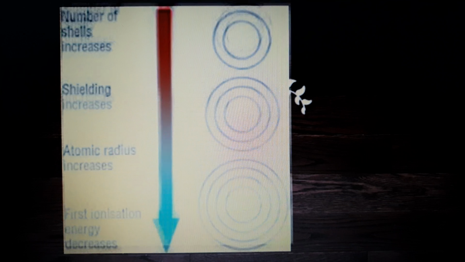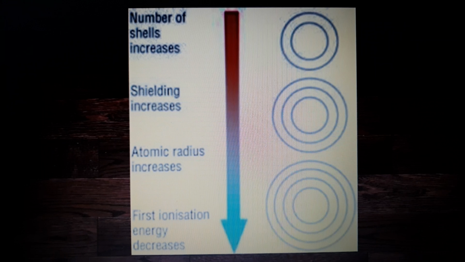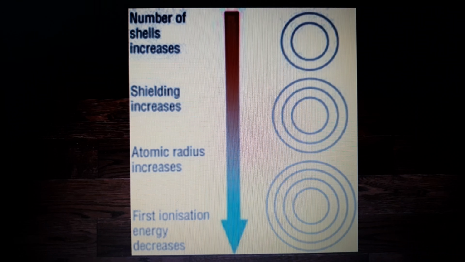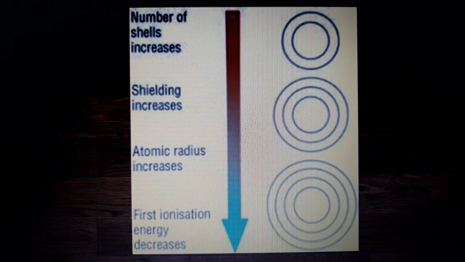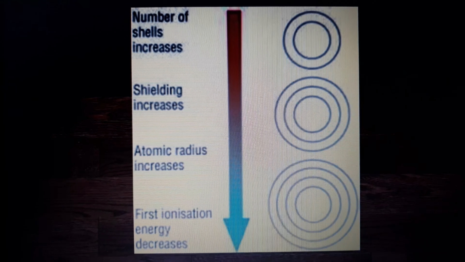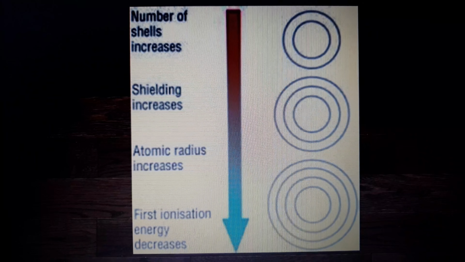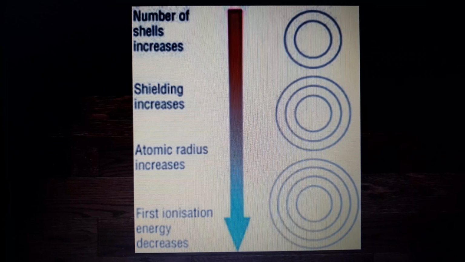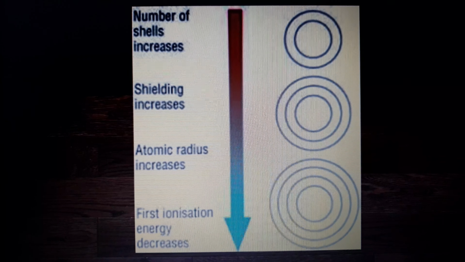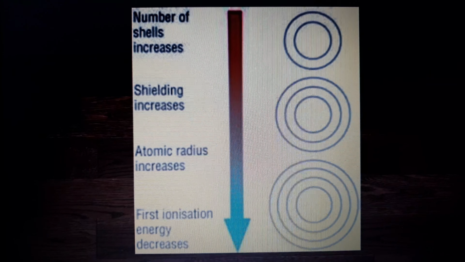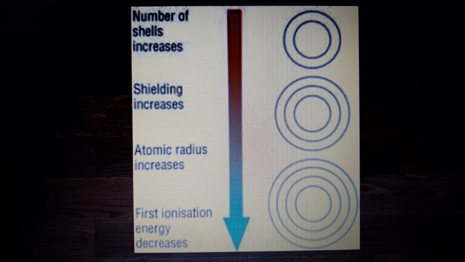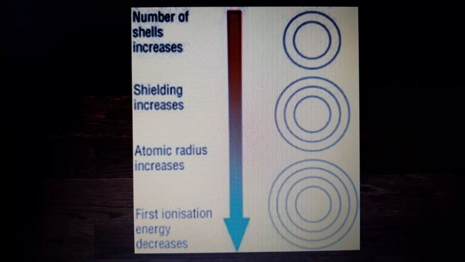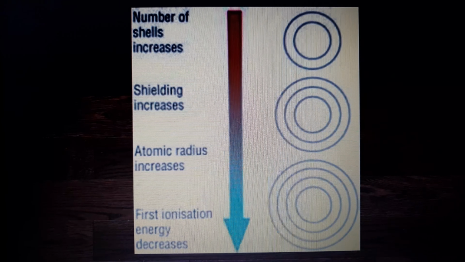So let's recap all the points again. As we go down the group, the number of shells increases as the proton number increases. This results in an increase of inner electrons and shielding effect. Thus, the atomic radius increases and the distance between the outer electron and nucleus increases. This also weakens the attraction of the nucleus towards the valence electron as it goes down the group. So, the removal of 1 mole of electrons is a piece of cake. As a result, the first ionization energy decreases down the group.